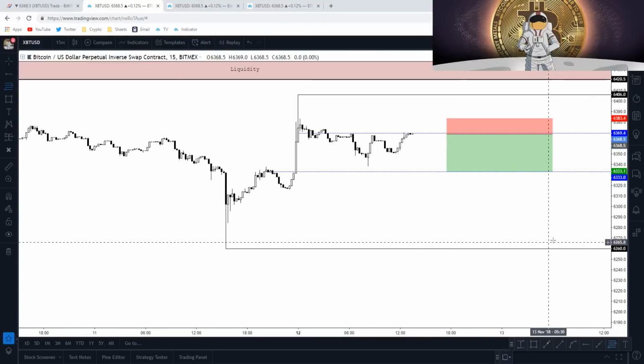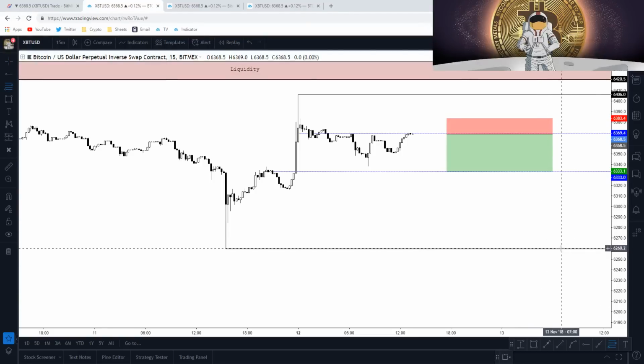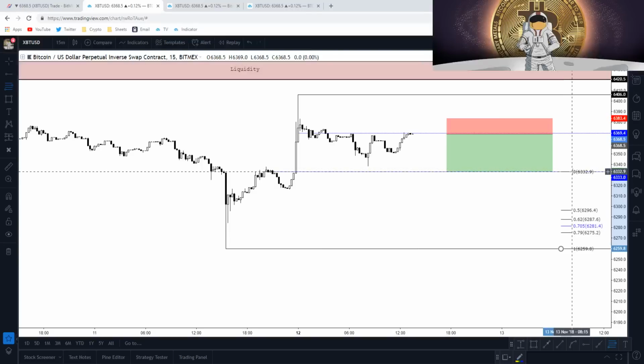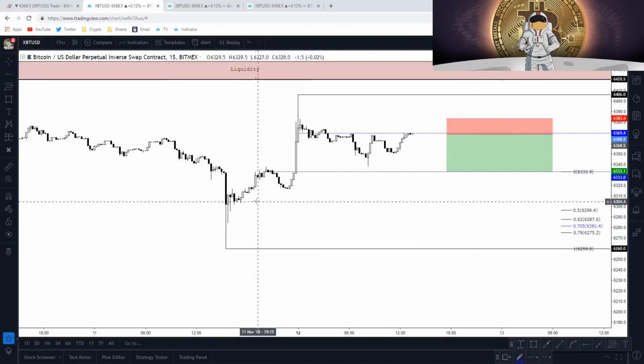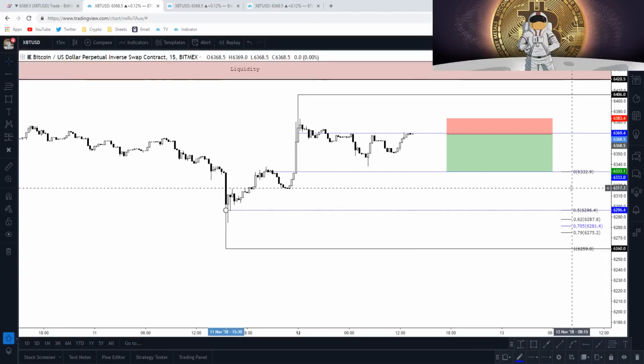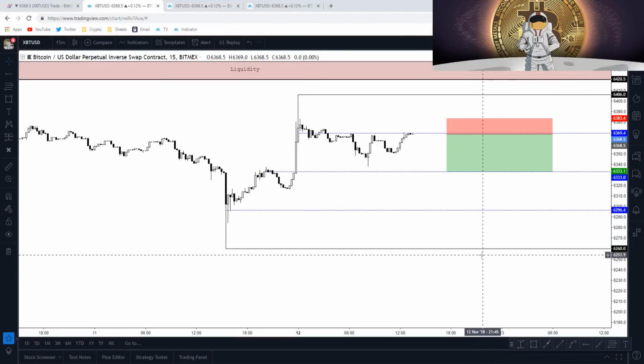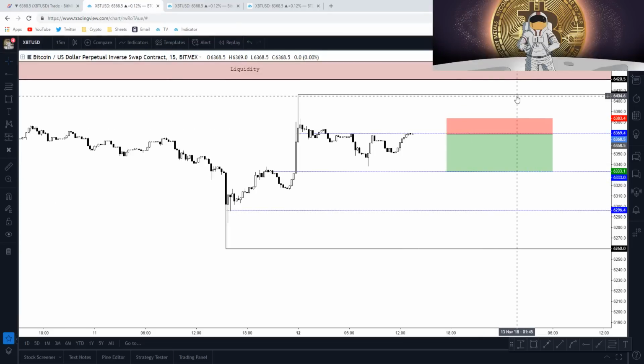Anyway, let's put an EQ here. That's not right. Put the EQ there. Okay. Bam. Perfect. Okay, so we have EQ, EQ, EQ, swing high.